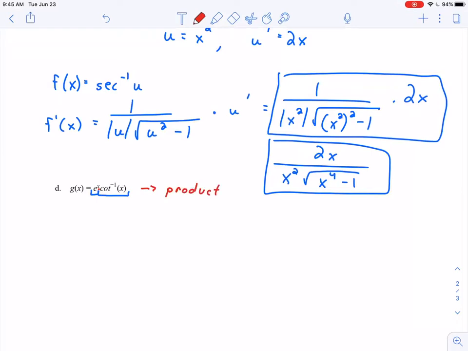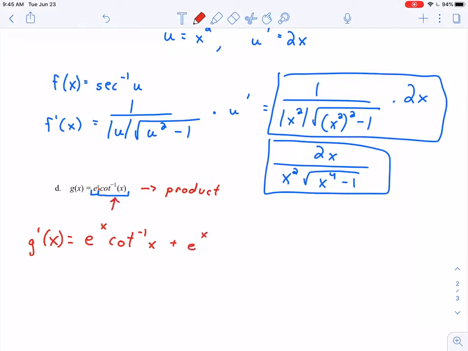So if I want to apply my product rule here, let's look at this g prime of x. First, I'm going to take the derivative of e to the x, but of course, the derivative of e to the x is just e to the x times cotangent inverse of x. That part stays exactly the same, cotangent inverse of x, plus, now I'm going to leave e to the x alone, so that part of my function stays exactly the same.